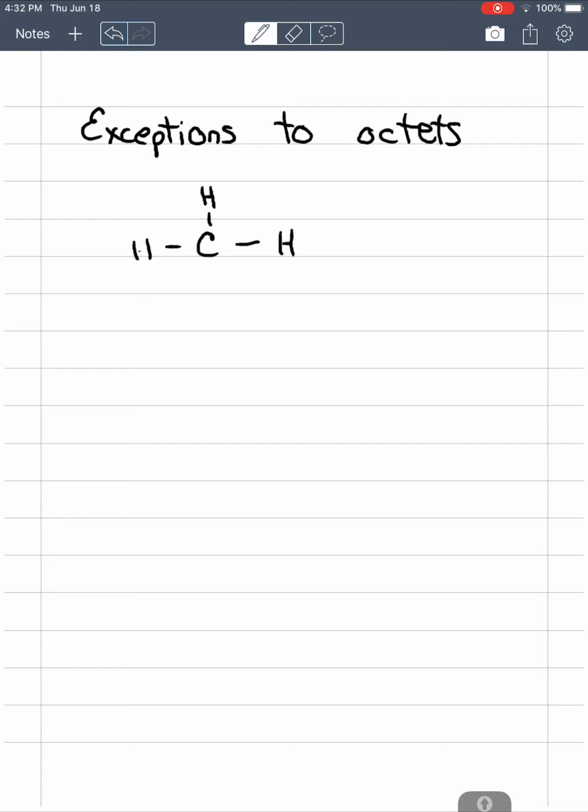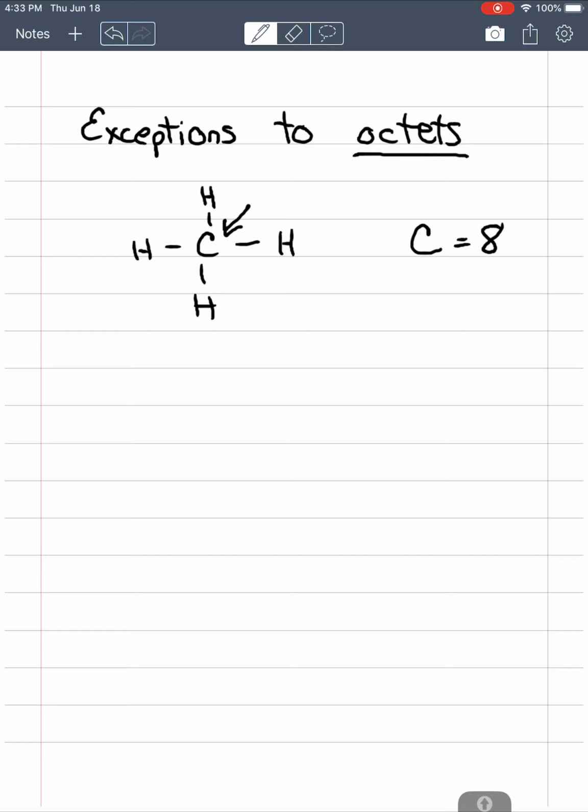All right, so let's go to the exceptions to octets. Let's start by explaining what an octet is. You see the carbon in the middle right here? It's got 4 bonds around it, and each bond is 2 electrons. 4 times 2 is 8. So it has 8 electrons around it. And that's the octet rule, that it should have 8 electrons around it in general.